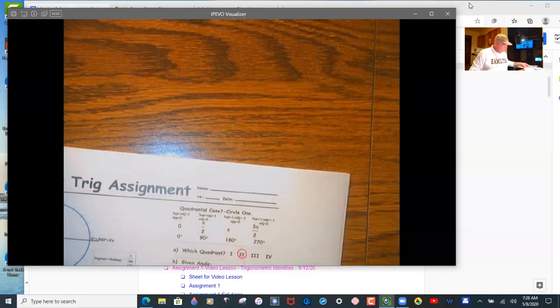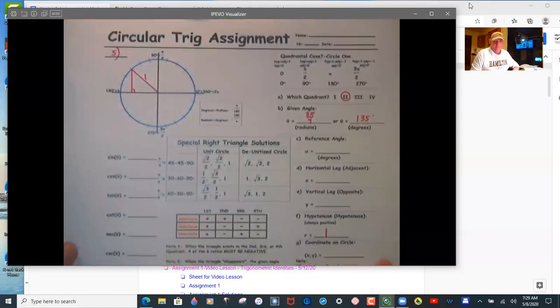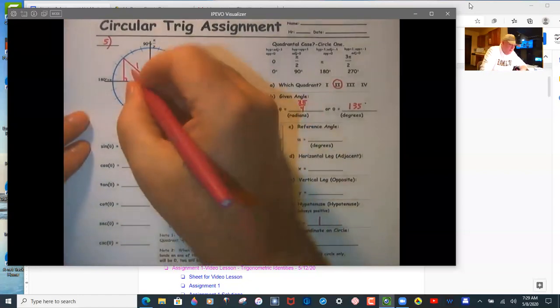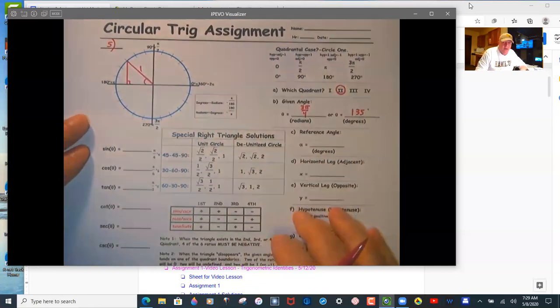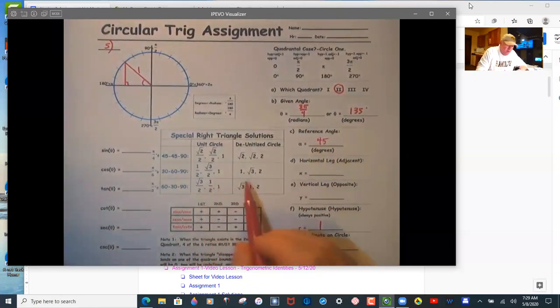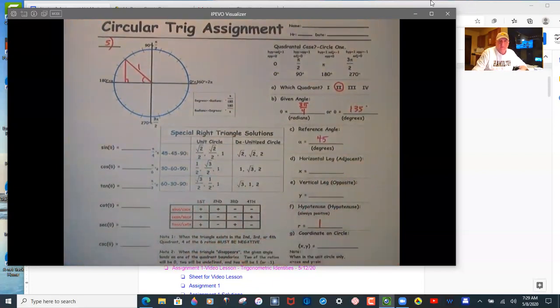So that takes us to problem 5. And now we're at a 45-degree angle mark, and that's right here. That'll be 45 degrees. That's our reference angle. And now I know I'm looking at the square root of 2 over 2 values in that.